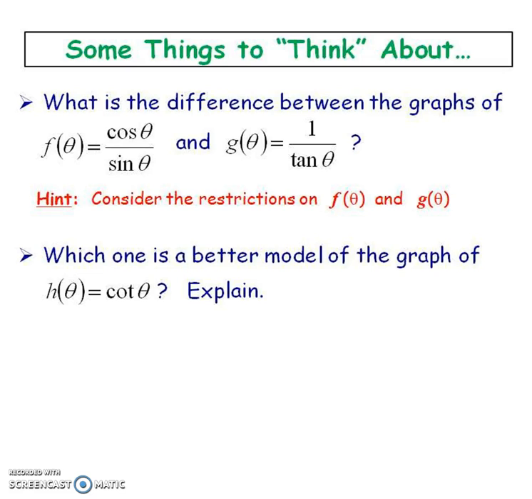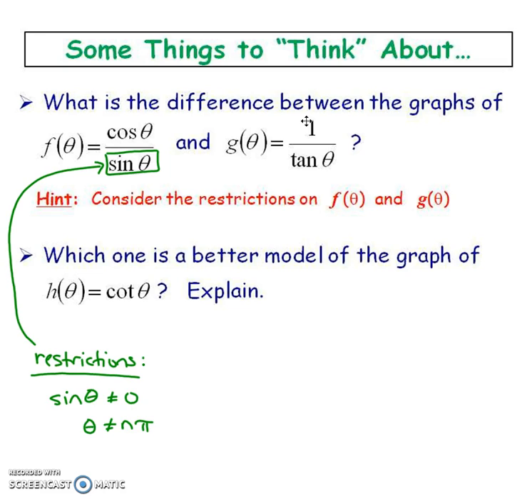So this is our last example. What is the difference between the graphs of f at theta and g at theta? If you look carefully, you'll notice that these two fractions are both equal to cotangent theta. So which is a better model for the graph of cotangent? Let's look at both of them separately.